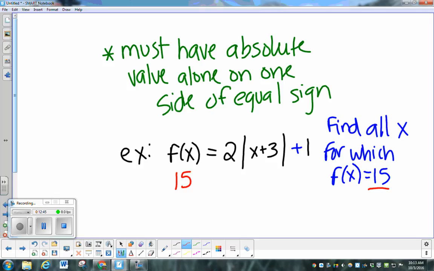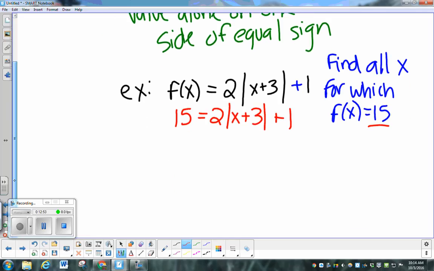It's not too complicated. I'm just rewriting it, but I plugged in a 15 for f of x. Now, remember what I said at the top in green up there? We need to get this absolute value all alone before we can do the separate into two things part. You have to get the absolute value all alone before you separate it into two. So we need to get rid of the 2 and the plus 1.